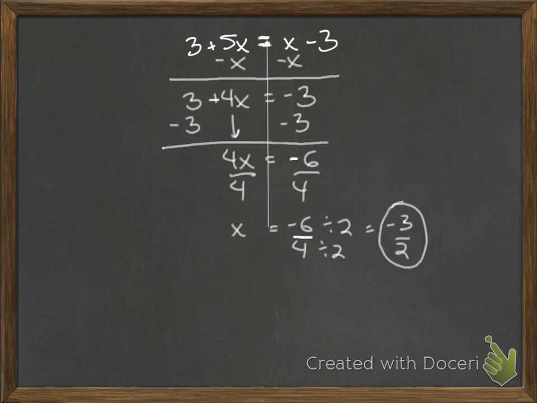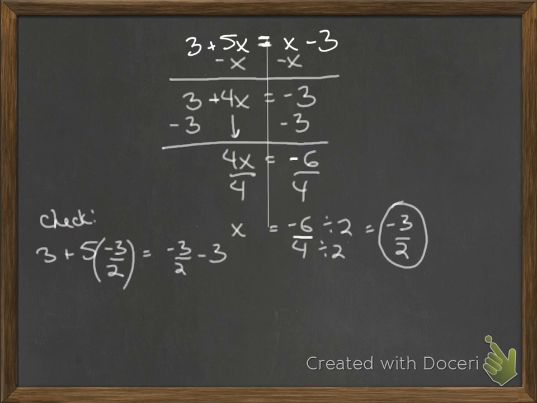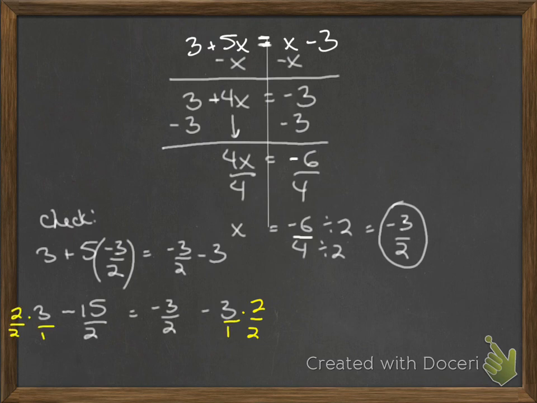Okay, and I didn't check the last problem simply because I just completely ran out of room on that screen. So let's check this one for good measure. We have 3 plus 5 times negative 3/2 equals negative 3/2 minus 3. So that becomes 3 plus negative 15/2 equals negative 3/2 minus 3. So what we're going to have to do is multiply these whole numbers by 2 over 2. If it makes you more comfortable, you can put that over 1.